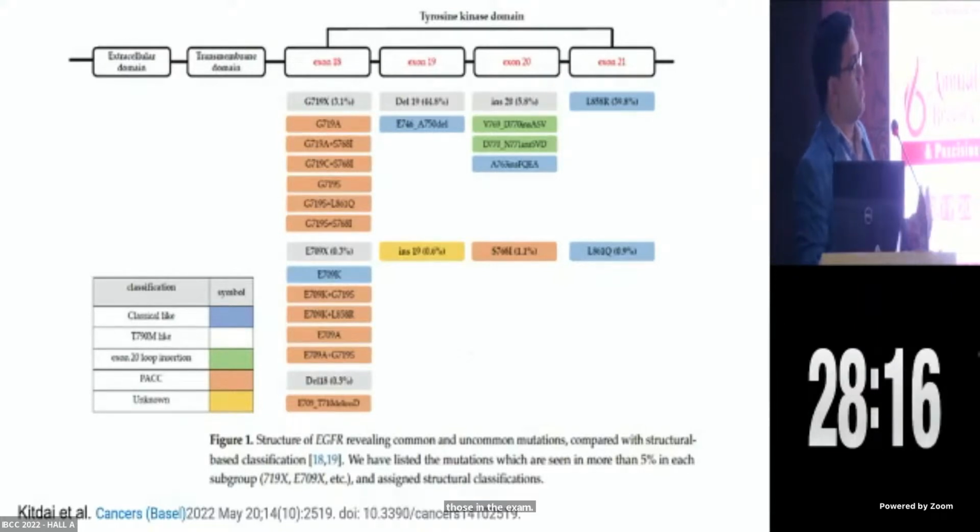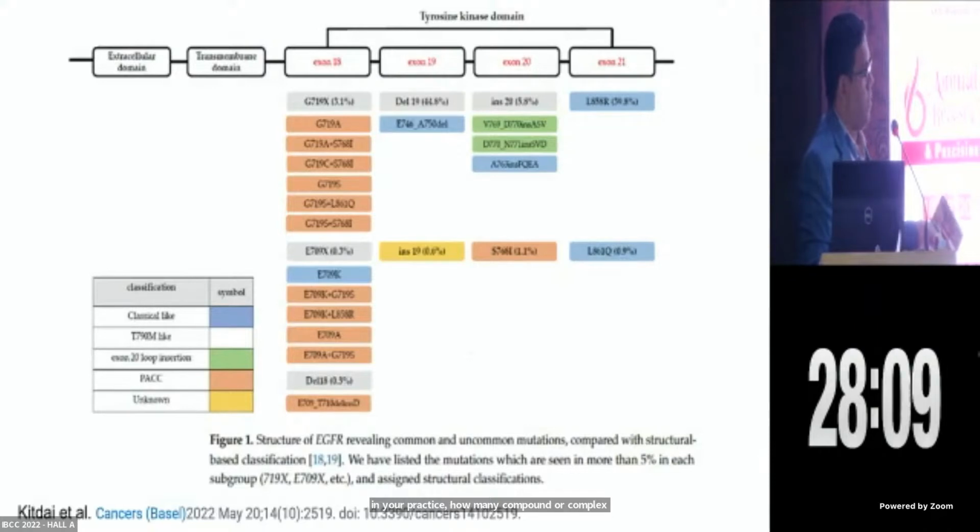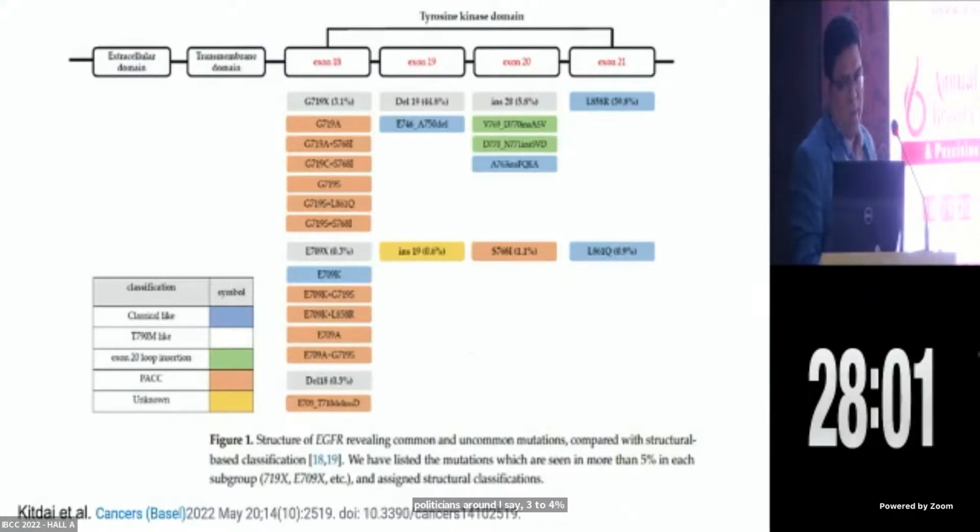Okay. Dr. Manoj, in your practice, how many compound or complex mutations do you see? Which means that uncommon is with another uncommon, or the uncommon is with a sensitizing common mutation? Around, I say 3 to 4%, not more than that. Okay, 3 to 4%.